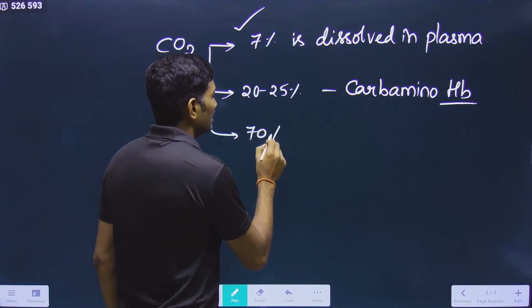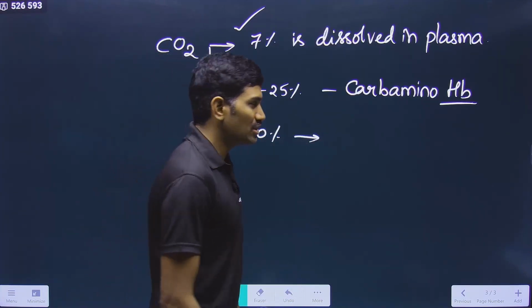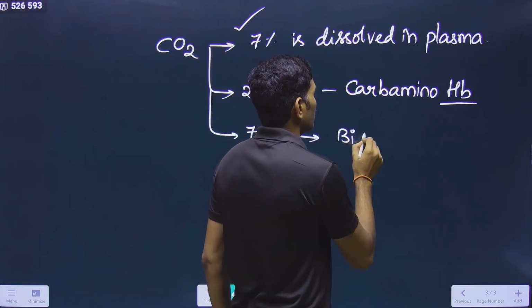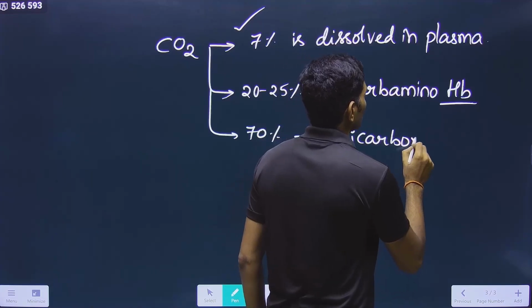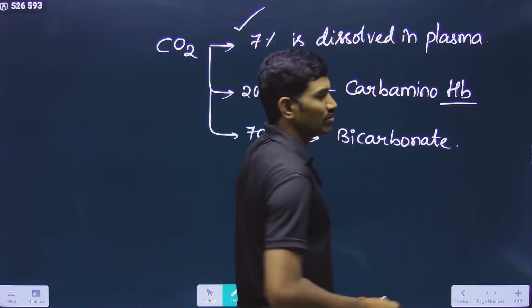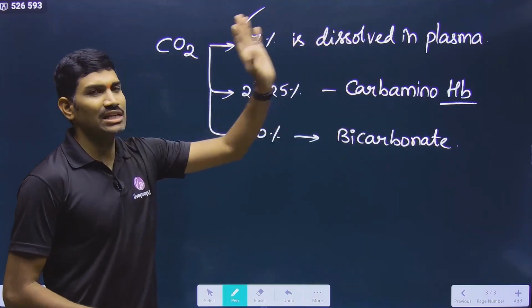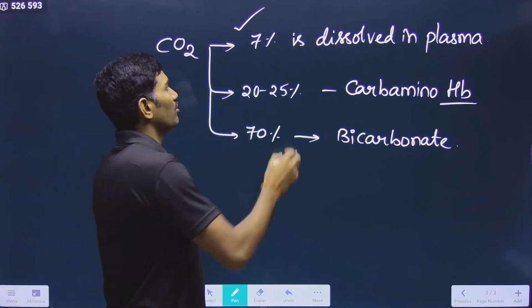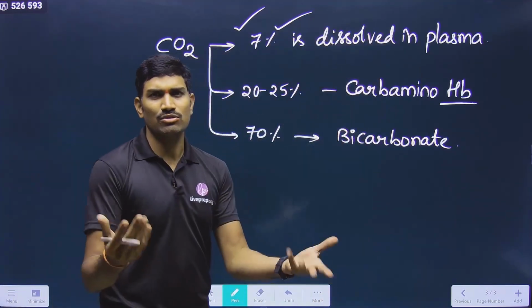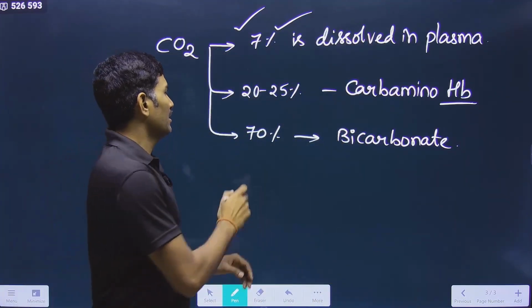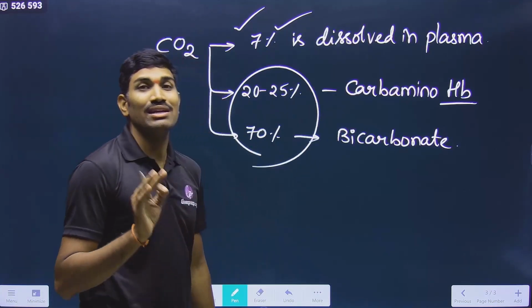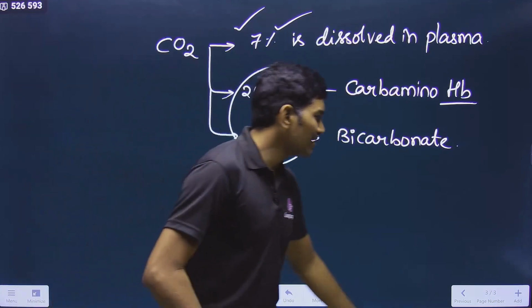And around 70% of CO2 is transported as bicarbonates, sodium bicarbonate, potassium bicarbonate. So it is transported in the form of bicarbonate. Anyhow, this part is directly dissolved in plasma, so for this we don't need to study separately. But for these two we need to observe very clearly. The mechanism is very simple, and finally we will read the NCERT content.